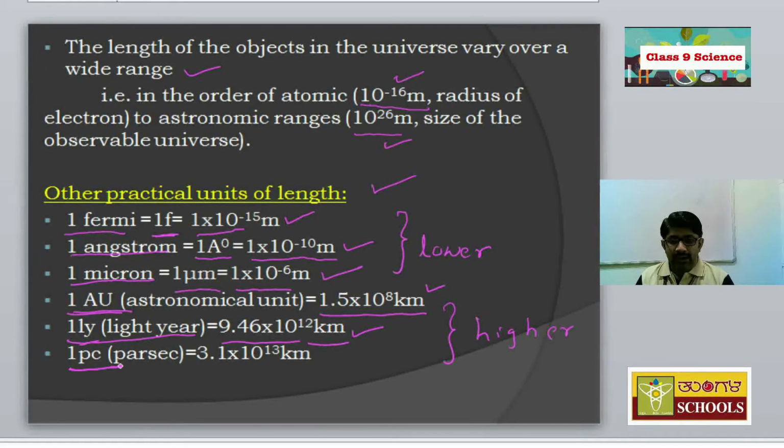Next, 1 PC. It is taken as 1 parsec, abbreviated from parallax second. 1 parsec is equal to 3.1 into 10 to the power 13 kilometer. So these are all the other practical units used for measurement of length.